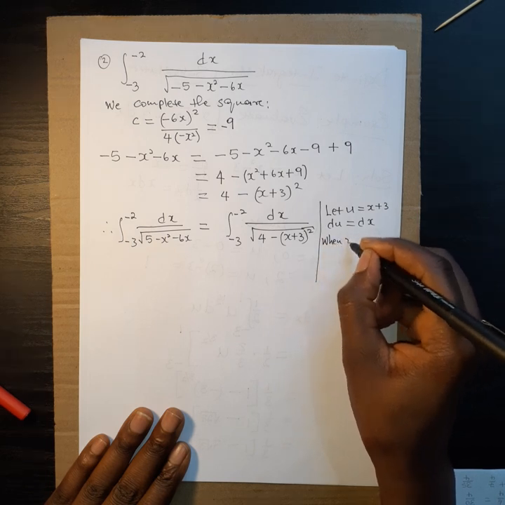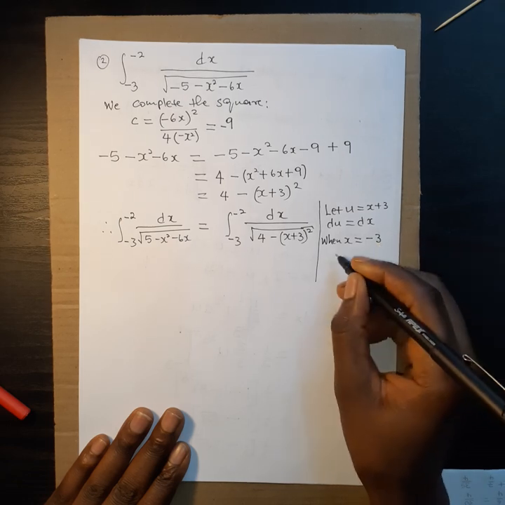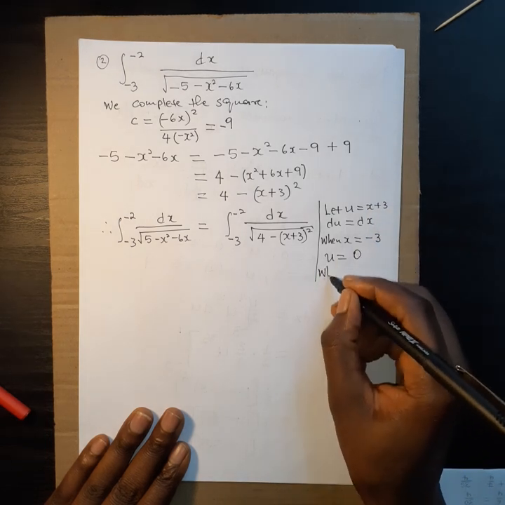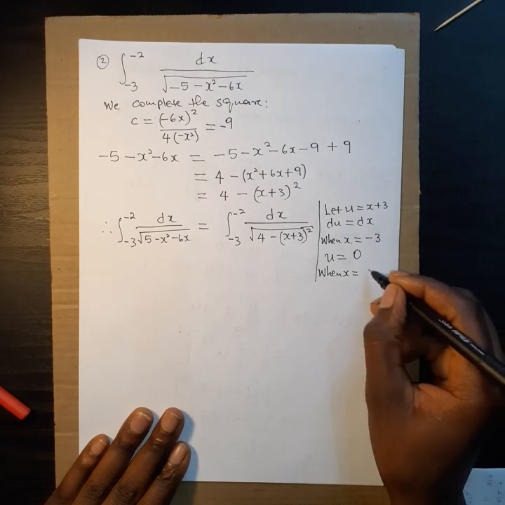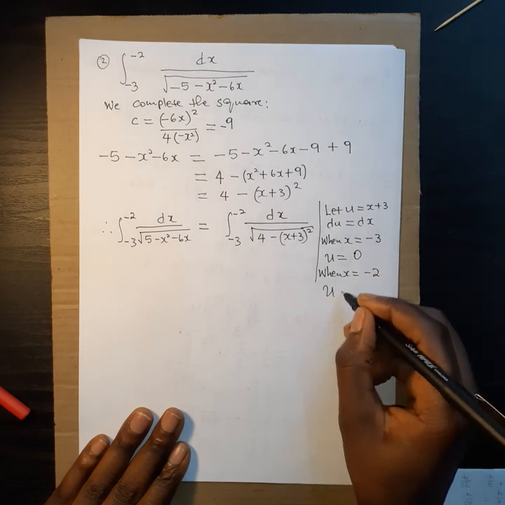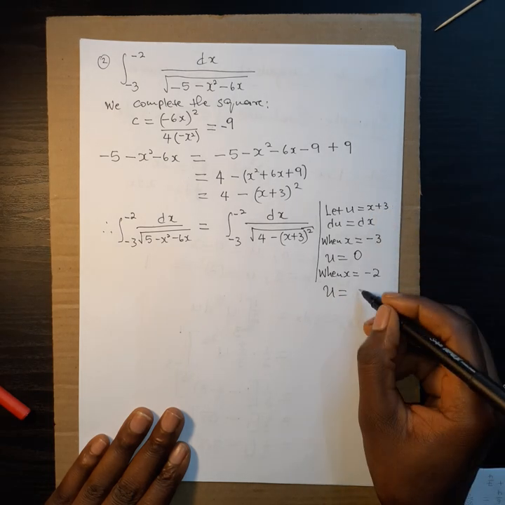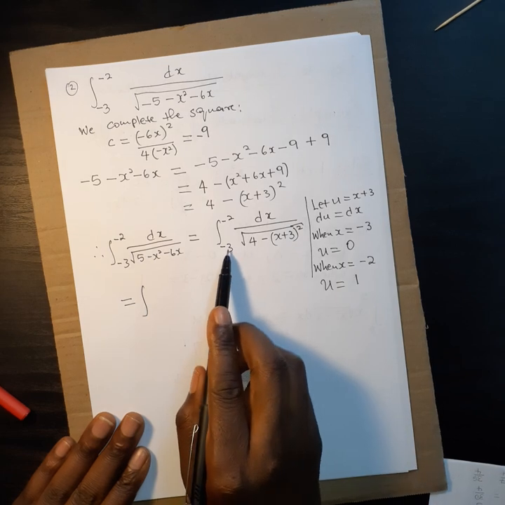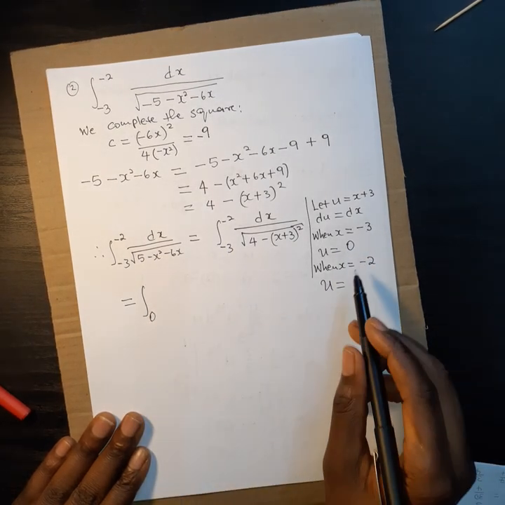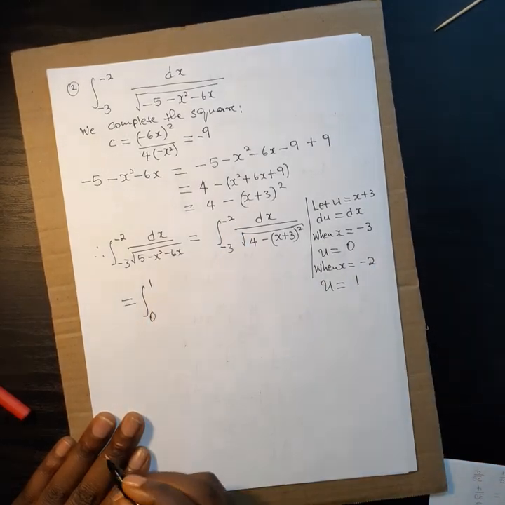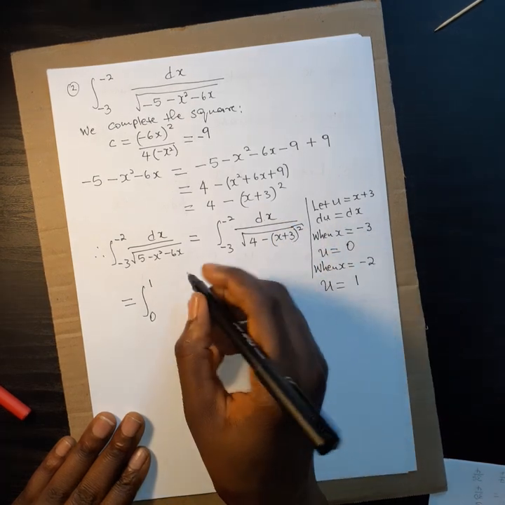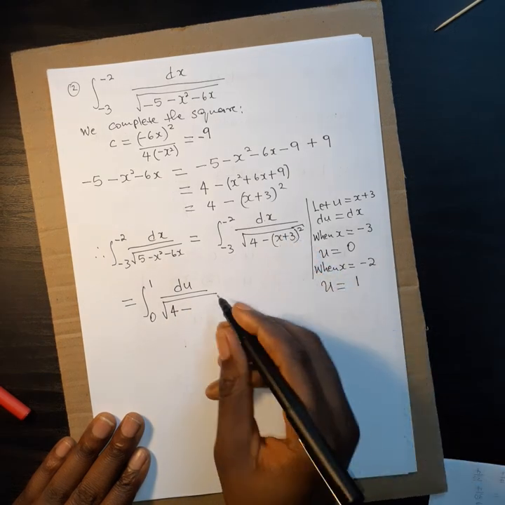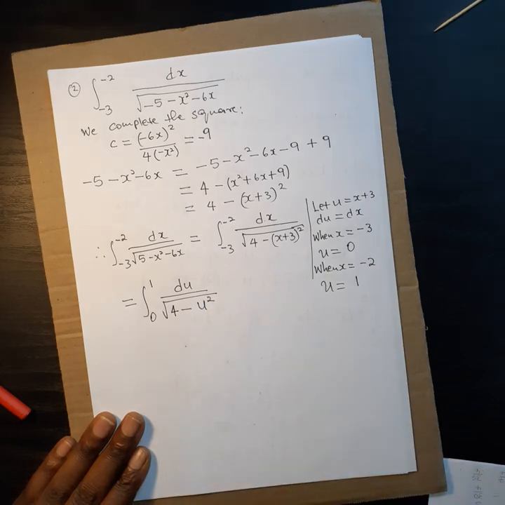We observe that when x is equal to minus 3, u will be equal to, we put minus 3 here, we get 0. And then when x is equal to, say, minus 2, u will be equal to, put minus 2 here, plus 3, you get a 1. So this will give us the integral. Instead of minus 3, I'm going to put 0. Instead of minus 2, I'm going to put 1. And then instead of dx, I'm going to put du, and over the square root of 4 minus, instead of x plus 3, I'm going to put u and then square, like that.